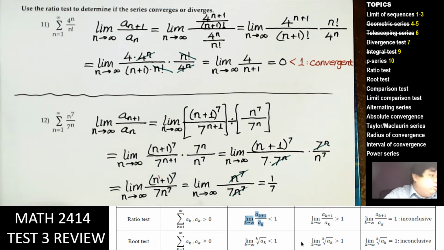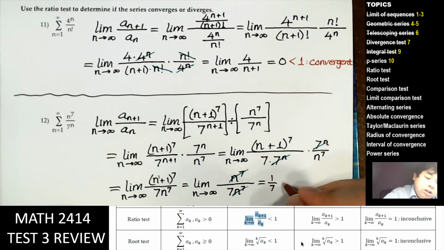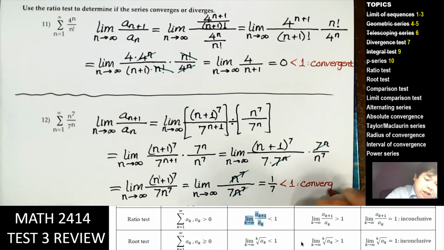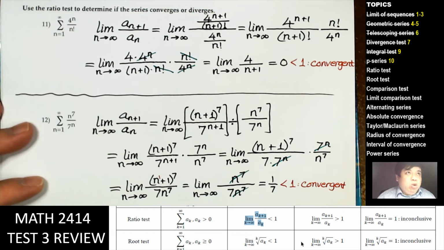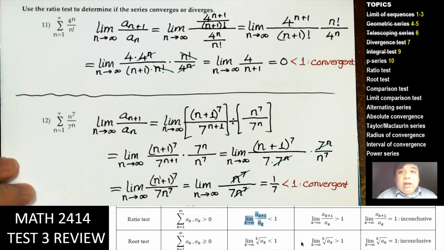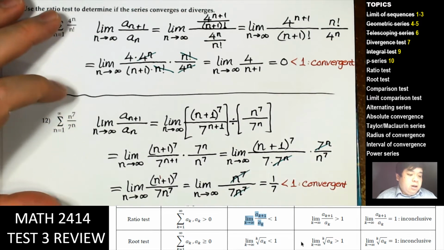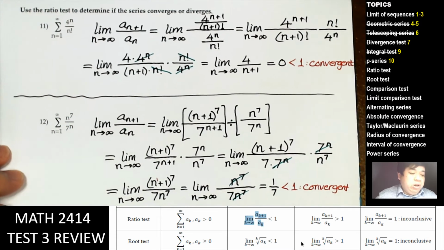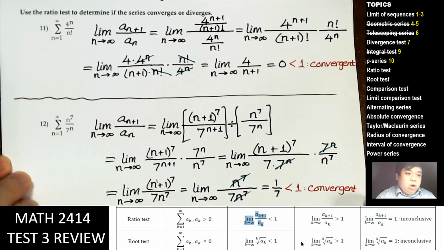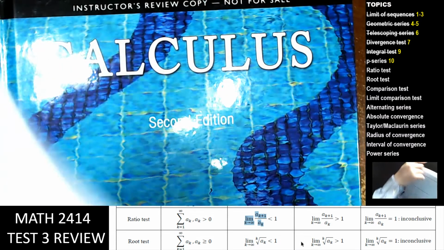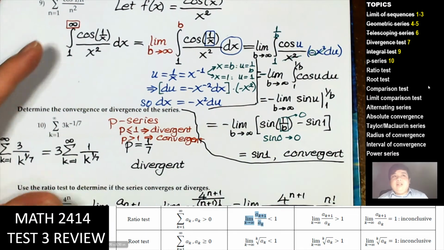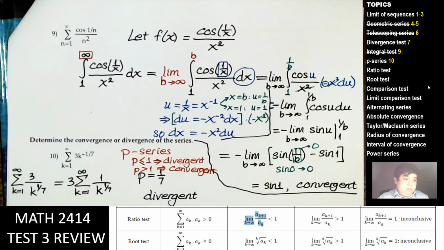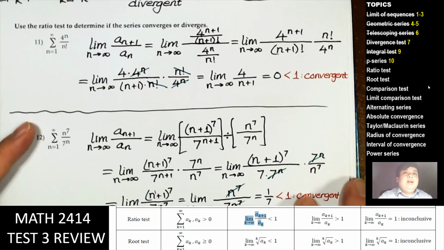So the ratio is 1 over 7, which is less than 1, which is convergent as well. Right. If we have something bigger than 1, it will be divergent. If it is equal to 1, it will be inconclusive. The terms should be positive before we do anything. Right. So that is the ratio test. Right. Let's update the list first. Right. There.